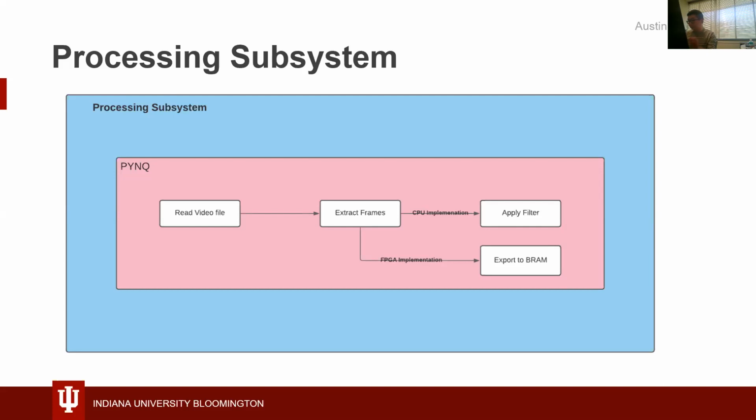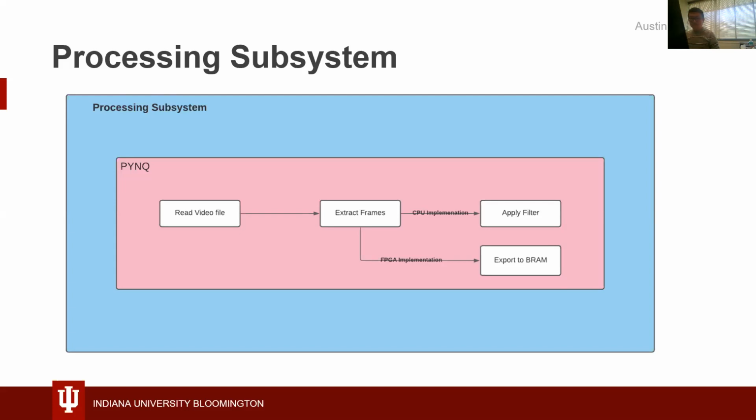Our first 2 steps are just to read a video file and extract frames with Python. And then from extracting the frames, we can branch in 2 directions. The first direction is our CPU implementation, where again, it's still pretty simple. We're just going to apply our convolutional filter to all of these frames. The second way we're going to branch is our FPGA implementation.